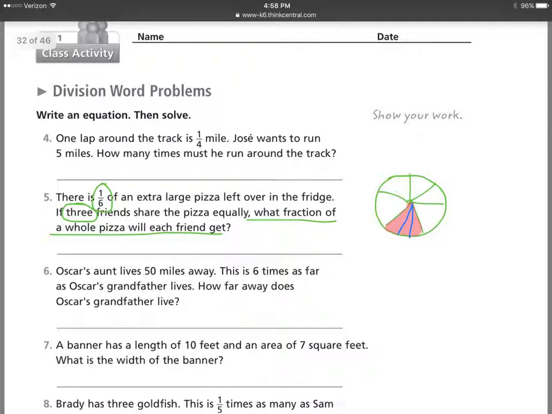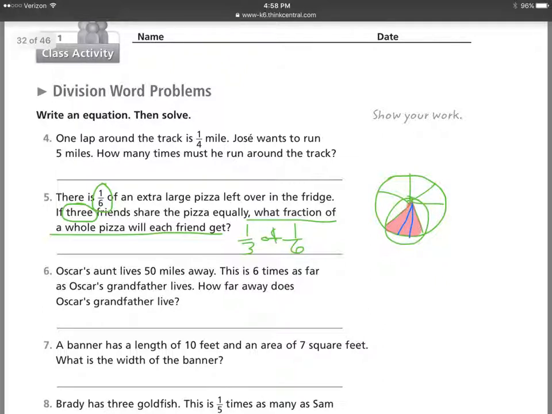Why? Well, because each of them are going to get 1 piece out of 3 pieces from the one that's left over. So that's 1/3. They're getting 1/3 of the entire 6th that I have. So here we could create a multiplication problem to show what fraction of the entire thing each person will get. They're going to get 1/3, or 1 out of 3, out of the 1/6 that I have.